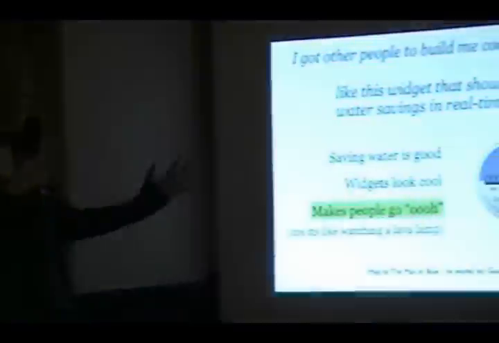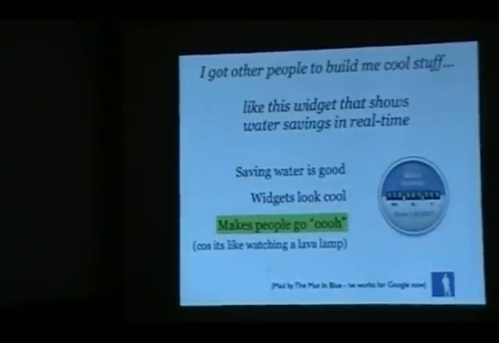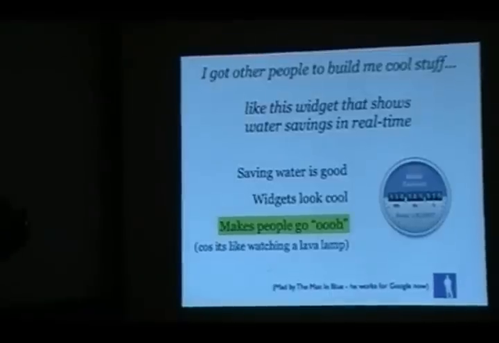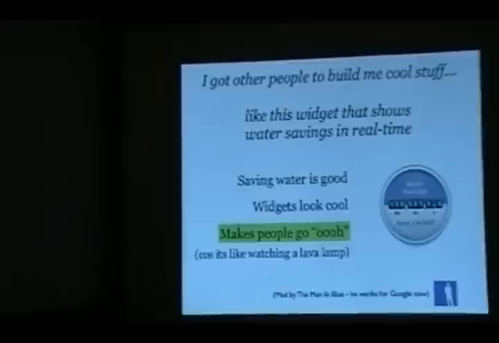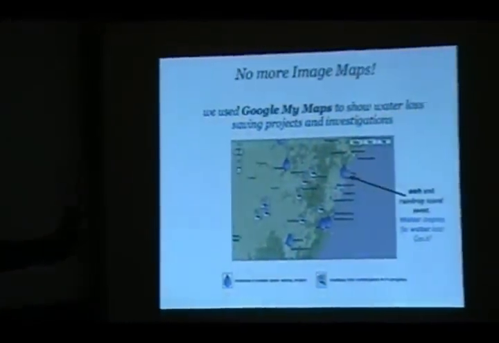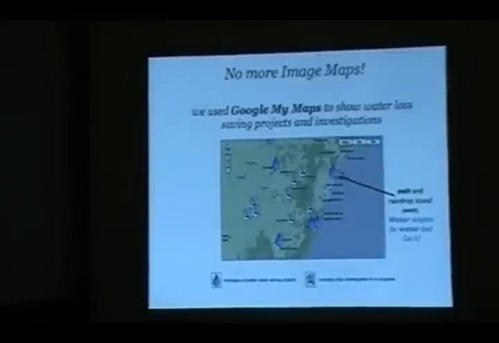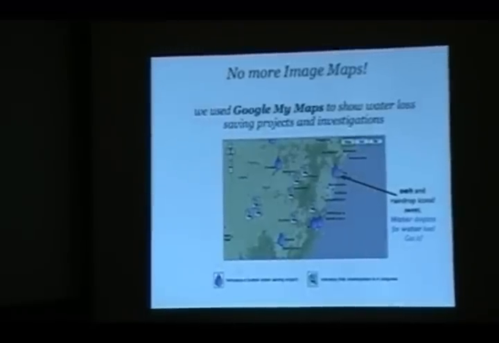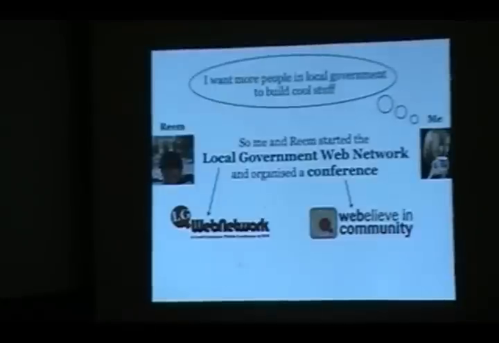Then I met other cool people who could build cool stuff, and we built this widget for the site showing water savings in real time. And it makes people go ooh because the numbers turn around, and you're thinking, what's this got to do with maps? Well, we built a map to go with it, and the main thing was that we didn't have to spend loads of money. We used My Maps, and you could change the icons to raindrops, which made the project manager very happy. So that was really, really important and cool.